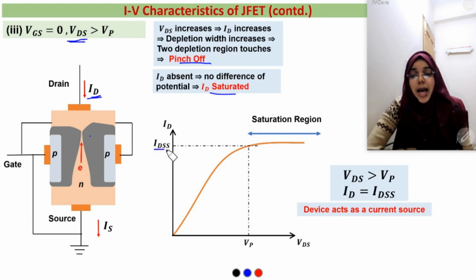That is called IDSS, and that particular voltage for which pinch off occurs is called the pinch off voltage Vp. So when VDS is equal to Vp, ID equals IDSS, and when VDS is larger than Vp, ID cannot increase, it becomes saturated. So in this case, the device acts as a current source.